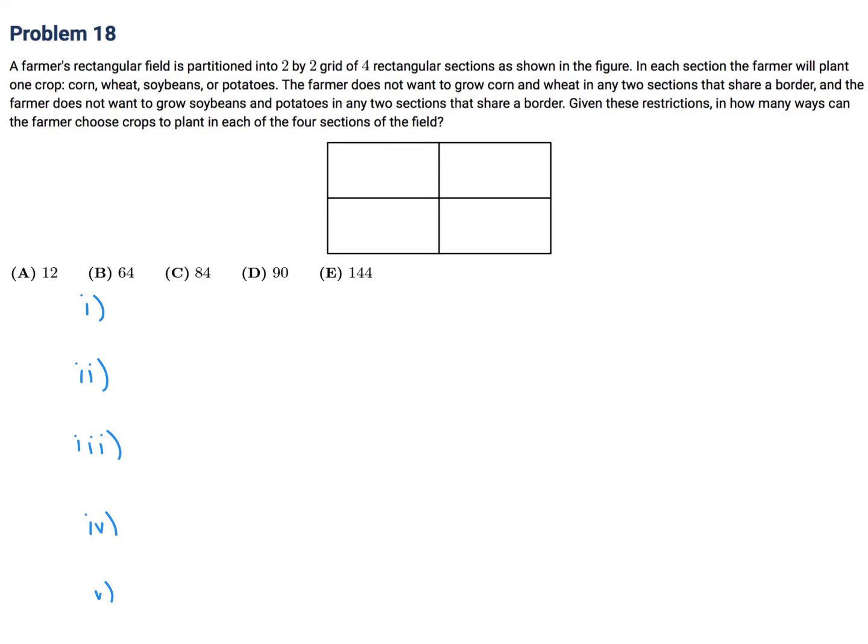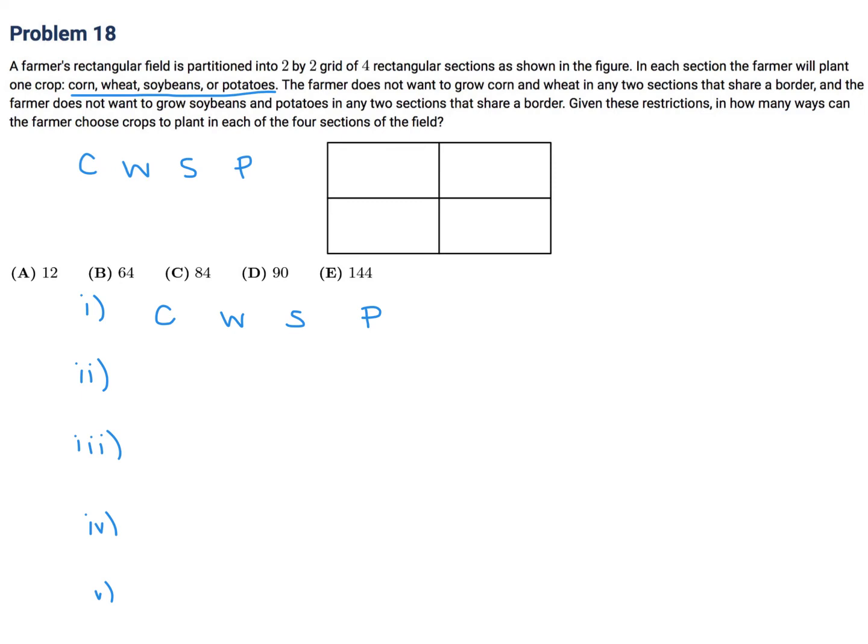So the first scenario is when you have all 4. So for example, I'm just going to call them C, W, S, and P, right? For corn, wheat, soybeans, and potatoes. So you're choosing all 4. So you have one section with corn, one section with wheat, one section with soybeans, and one section with potatoes, right? So that is one of those scenarios.